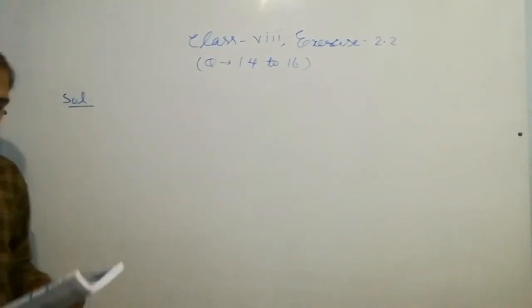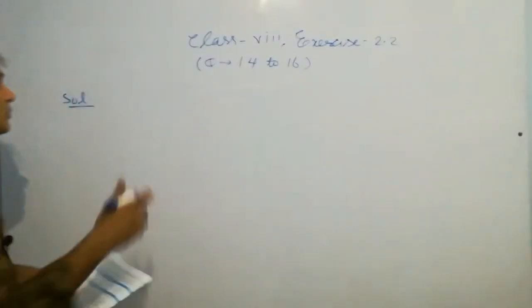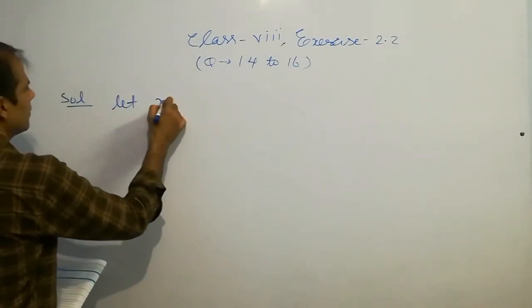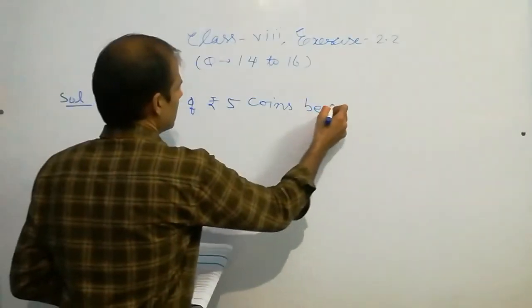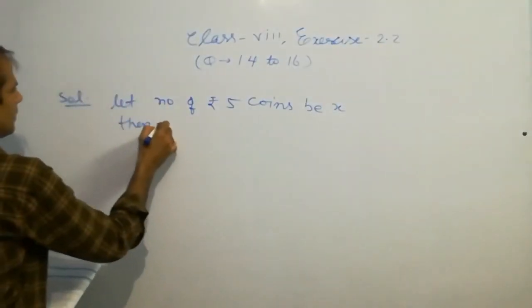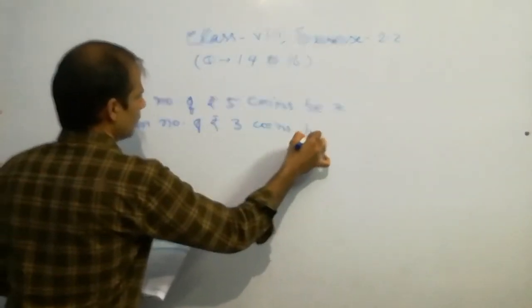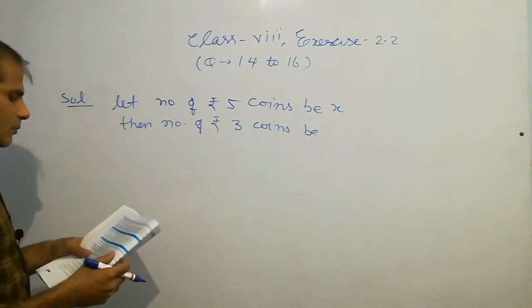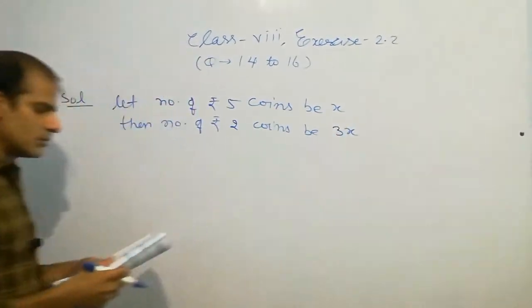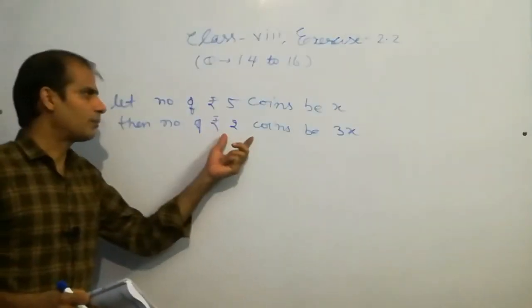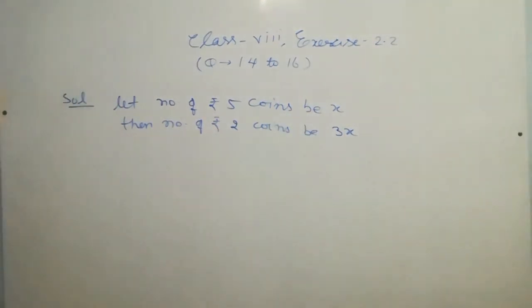It is given that the number of rupees 2 coins is 3 times the number of rupees 5 coins. Let the number of rupees 5 coins be x. Then the number of rupees 2 coins be 3x, because it is given the number of rupees 2 coins is 3 times the number of rupees 5 coins.